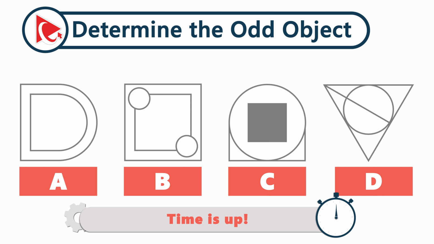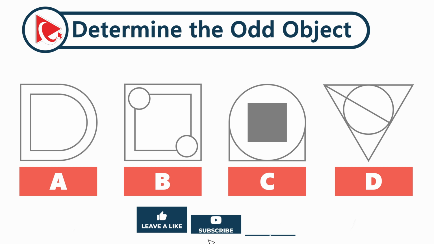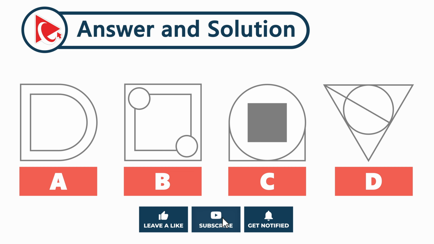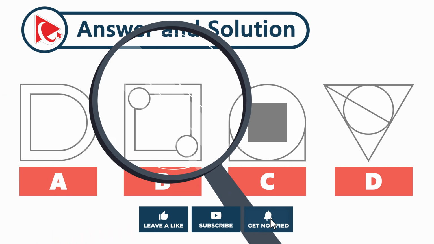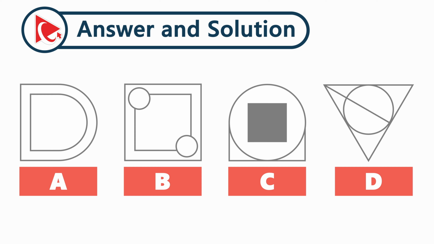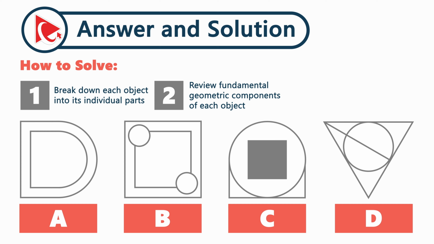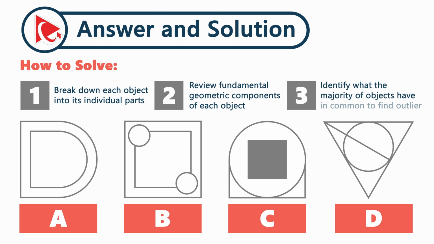Time's up. Do you have your answer ready? I hope so, because even though the question seems complex, the solution here is really simple. In fact, we can find the answer in 3 simple steps. In step 1, we need to break down each object into individual parts, individual basic shapes. In step 2, we need to review fundamental geometrical components of each object. And in step 3, we need to identify what the majority of objects have in common to find the outlier.